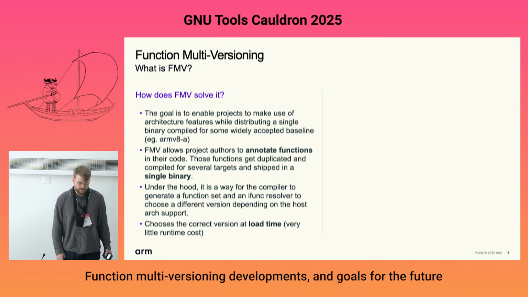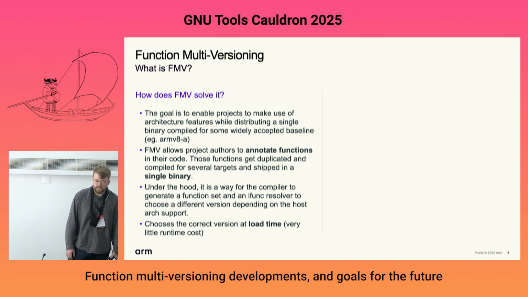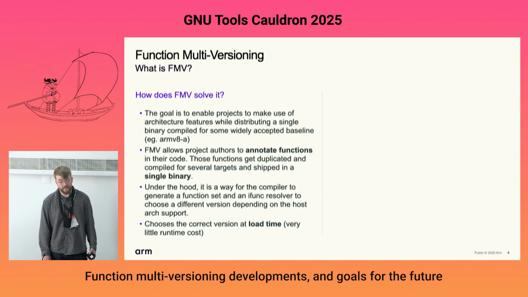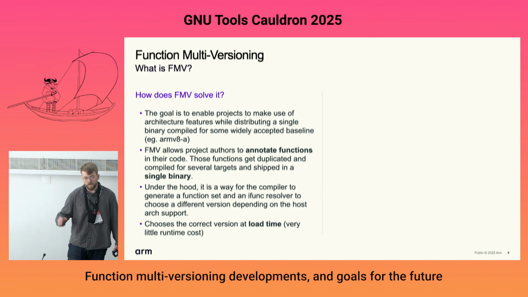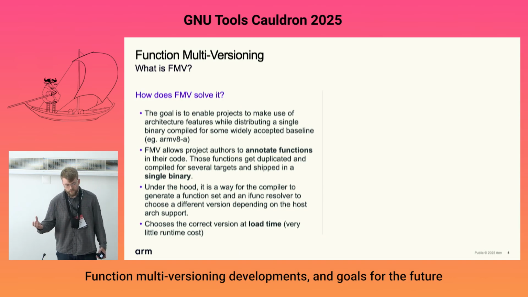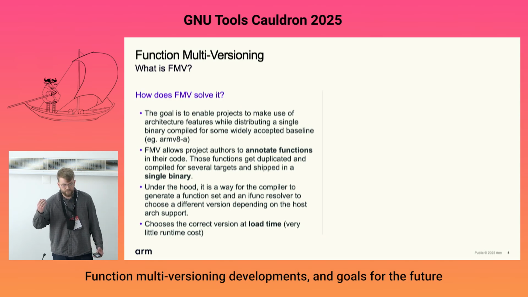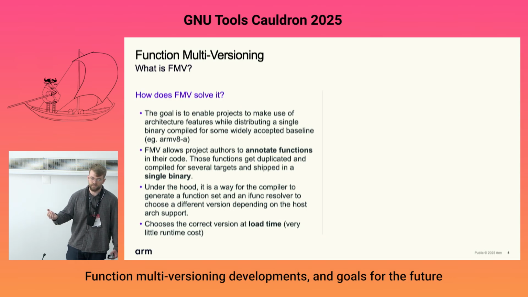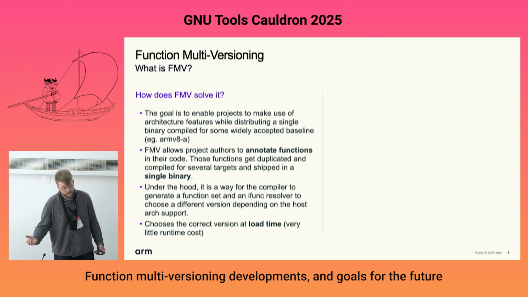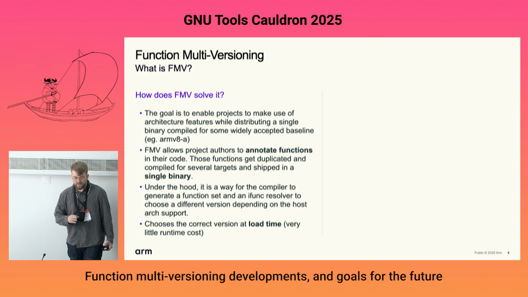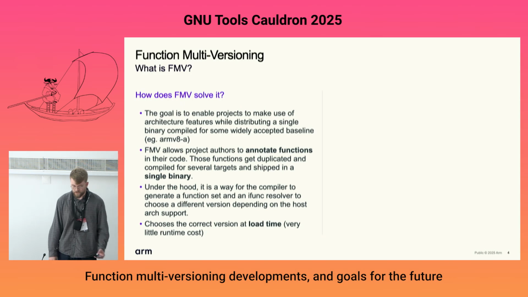And there are lots of solutions, or attempted solutions at this. Functional multi-versioning is only one of them. What it is, is a way to recompile a function in your project multiple times for different targets, and then at load time, the correct version is selected. So this is very little runtime cost, a bit of binary size cost, and some load time cost, but who cares?